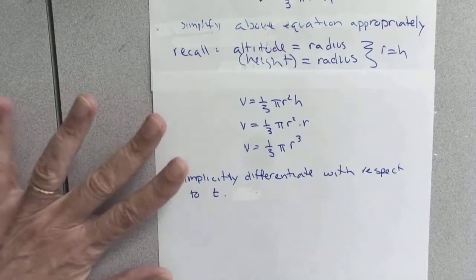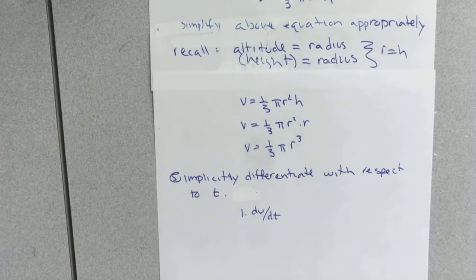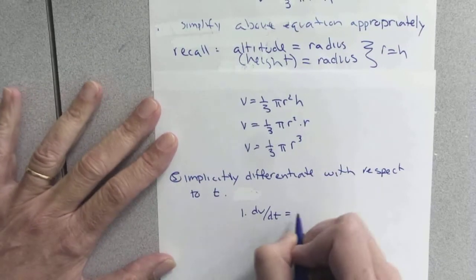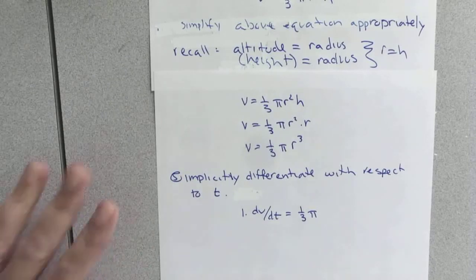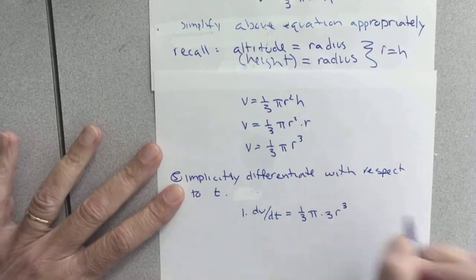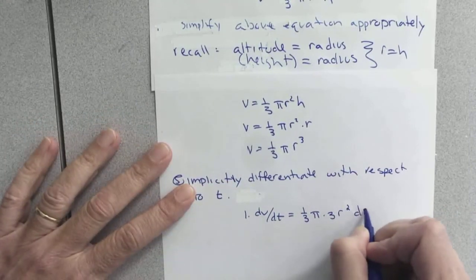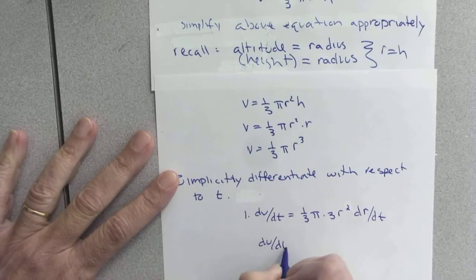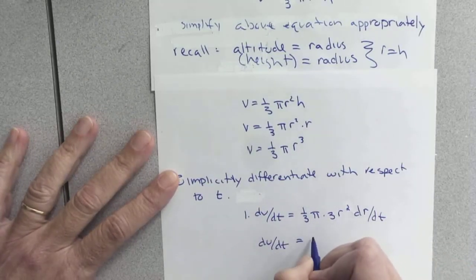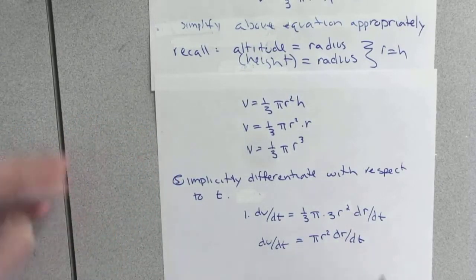So the derivative of v would be 1. But we're differentiating with respect to t, so it's followed by dv dt. 1/3 pi is just a numeric coefficient. Just write it down. The derivative of r cubed is 3r squared. But I just differentiated an r, so dr dt. Every variable gets followed by its derivative with respect to t. Let's simplify that a little bit. So there's step 5.